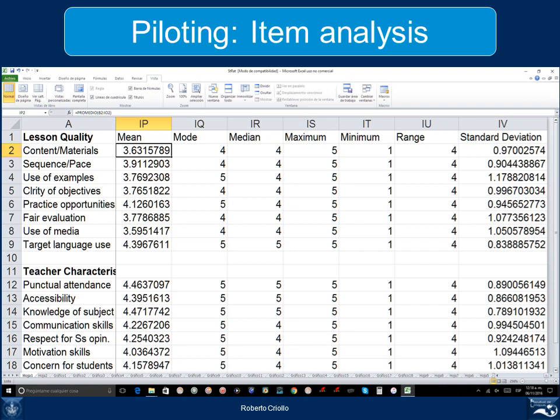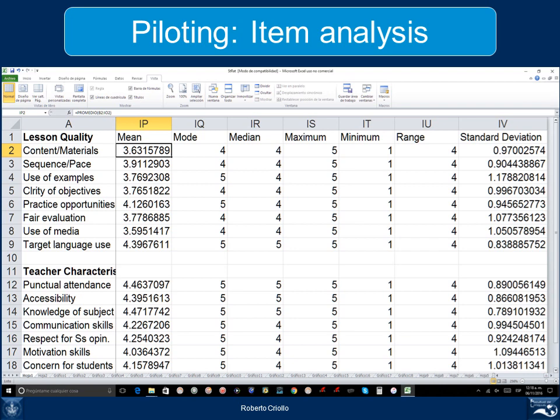Now, we can see in general in what aspects the opinions are similar, because if you remember, the mean, the mode, and the median are measures of central tendency. But now let's look at the differences. Let's see how the students have different opinions.